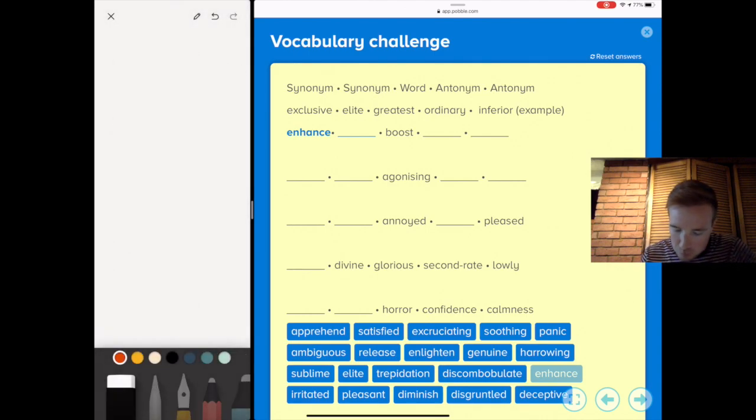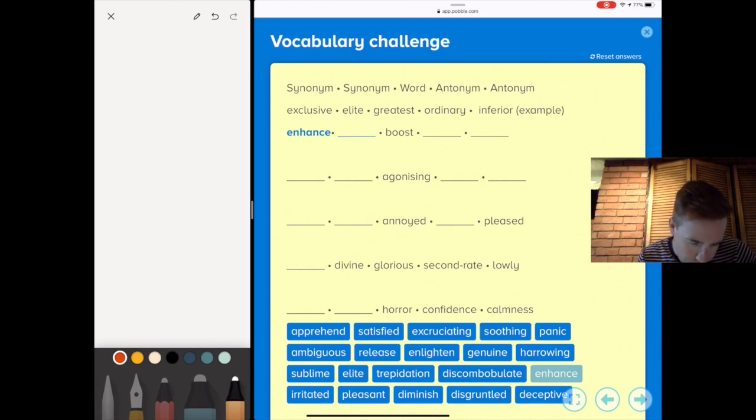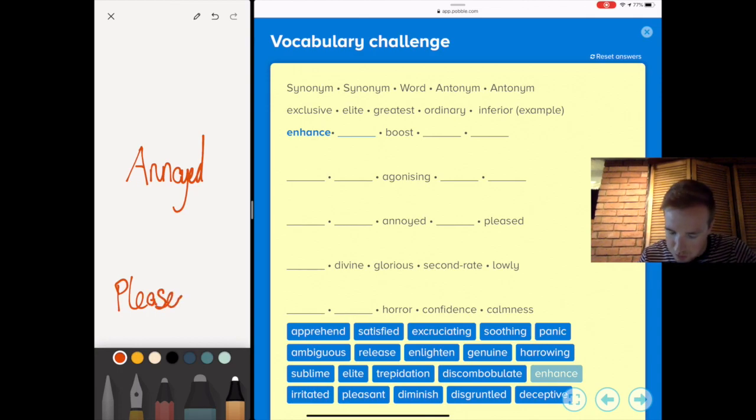Annoyed. And they've given us one here to help us. So we've got annoyed. Oh, I mean, orange there. And then we've got pleased. Now, hopefully you all know what annoyed means. It means you're cross. So we're looking for words that mean cross. So if you're cross, you're disgruntled. Disgruntled's a lovely word. Don't come across it very often. If you're disgruntled, it just means you're sort of irritated.